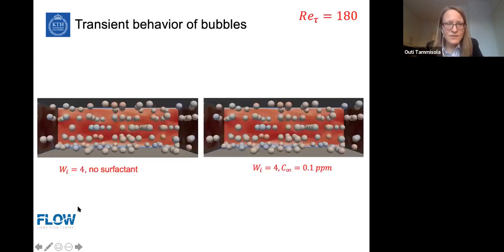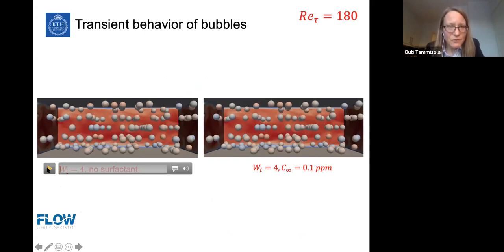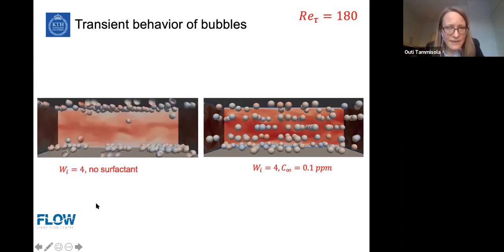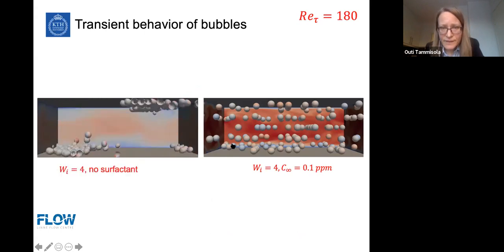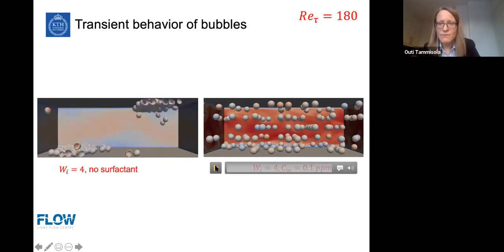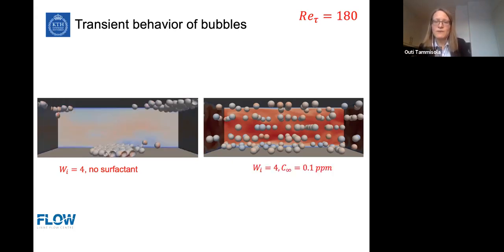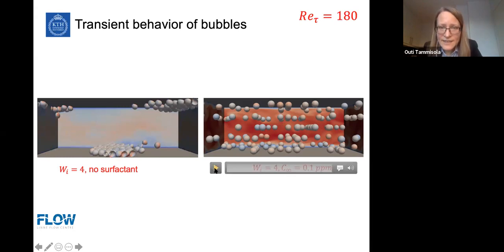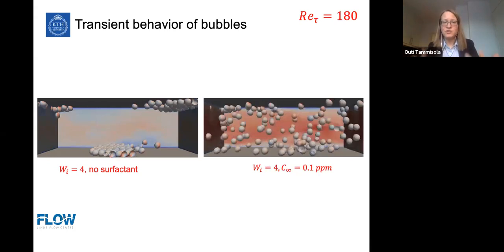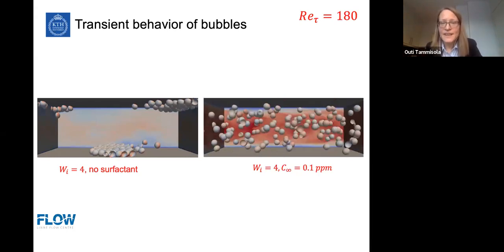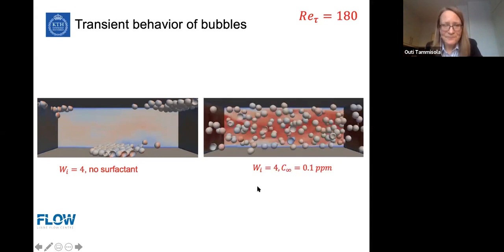Okay, so I will just show also in time how these bubbles behave. If we have no surfactant at all and viscoelastic flow, then what we get here is the bubbles quickly go to the walls and form these clusters. If we have the same Weissenberg number, but 0.1 ppm of Triton X100, then first the bubbles go to the walls, but as soon as they start absorbing the surfactant from the bulk, they come back to the center.